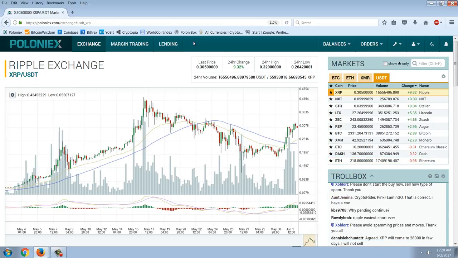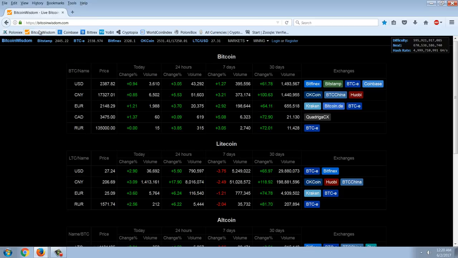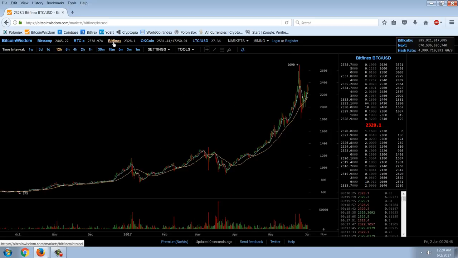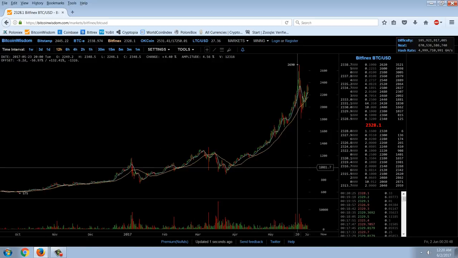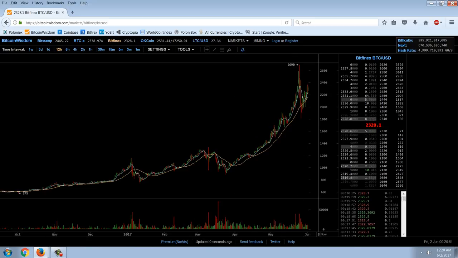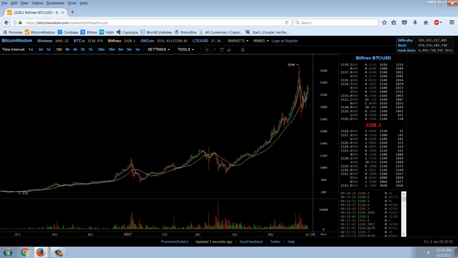The Bitcoin price, again, it is starting to look more and more like it's going to try to make a new high and break that 2700. It's starting to look more like a correction than it is a crash from a parabolic top.